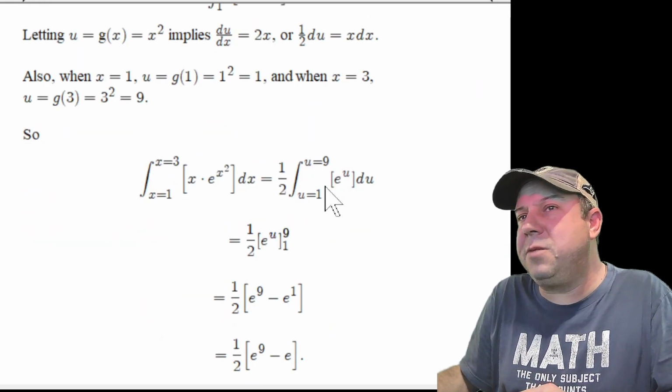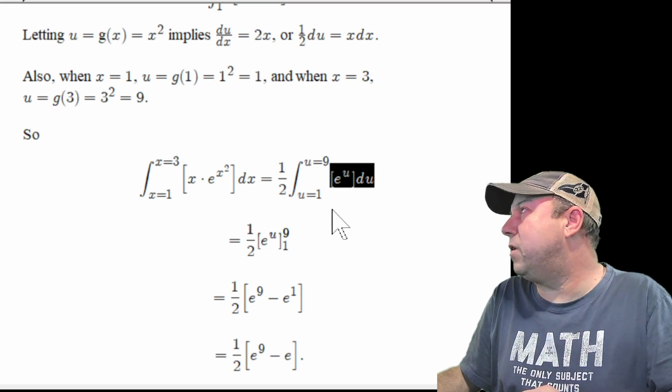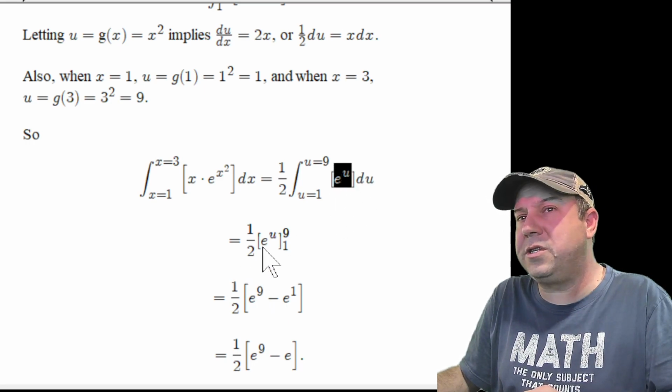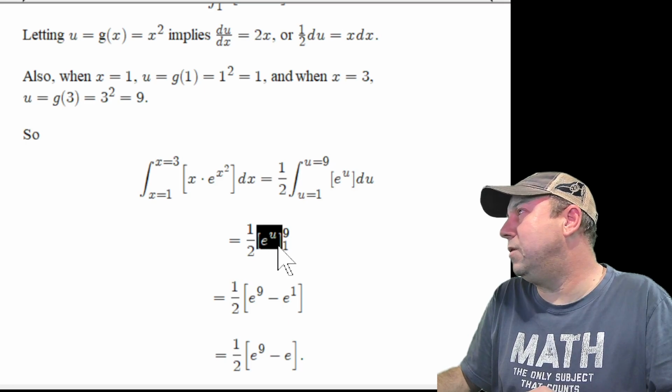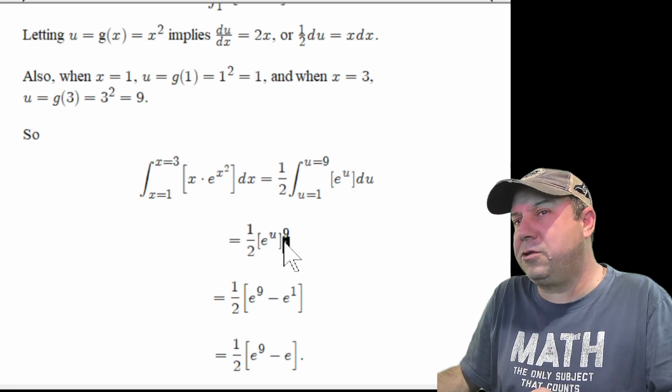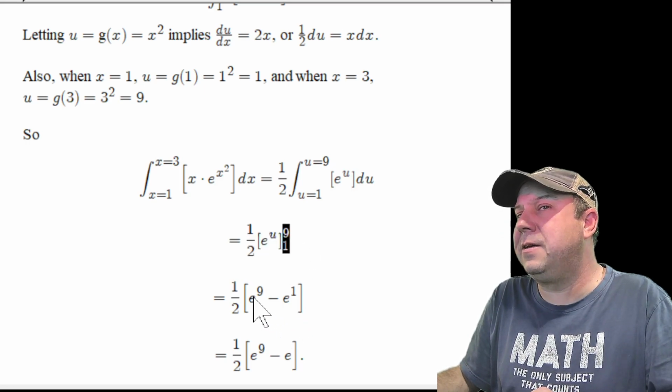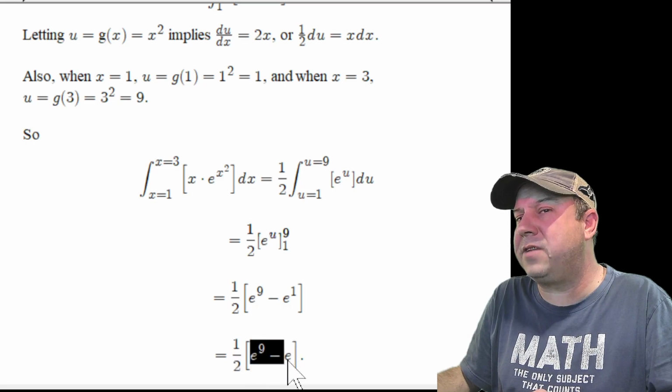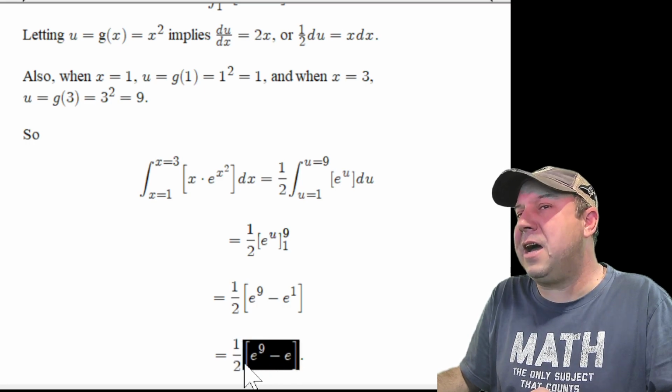Which means we're just going to be evaluating the antiderivative of e to the u, which is just e to the u, across those new boundaries from 1 to 9. So this is going to be 1/2 e to the 9th minus e to the 1st, which is just going to be 1/2 times the quantity e to the 9th minus e.